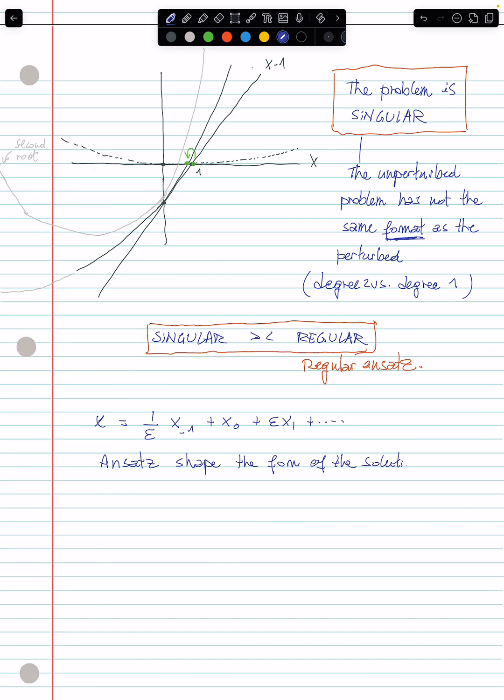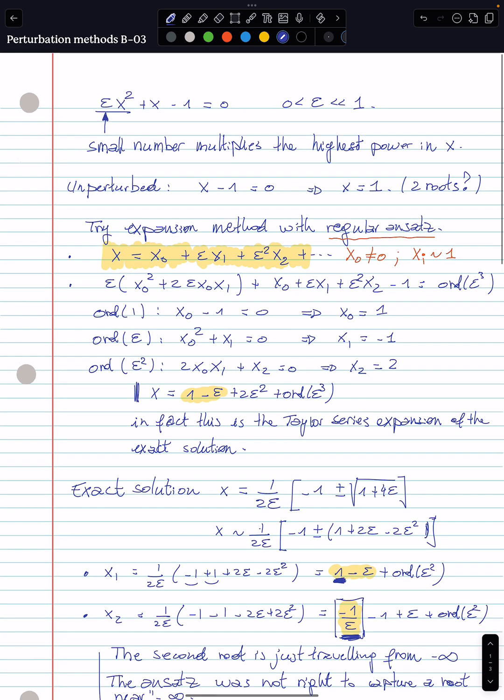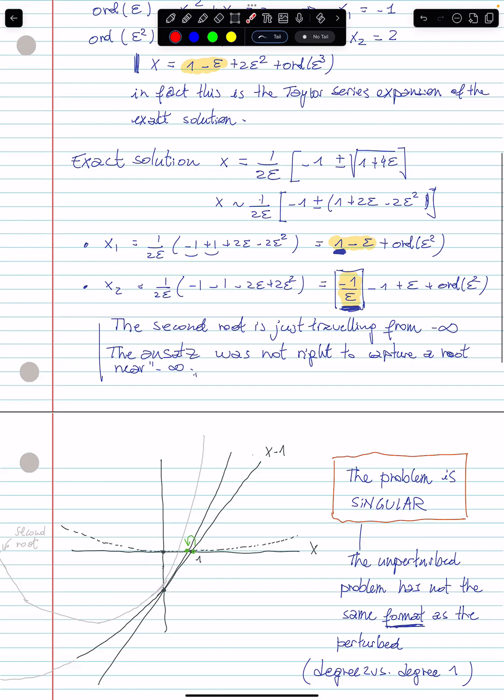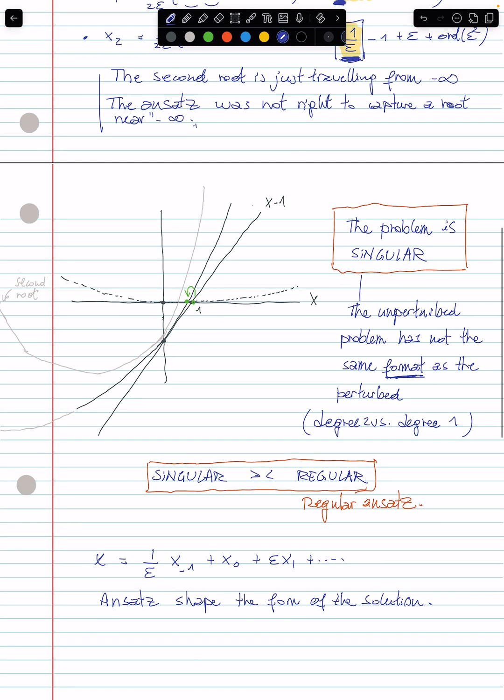And if earlier we said with a regular ansatz that the solution needs to take that form, then the solution takes that form, and there's no way we can capture that solution. If we now say in the ansatz that the solution needs to have that form, we should be able to capture that form. All right? Let's just see if we can do it.